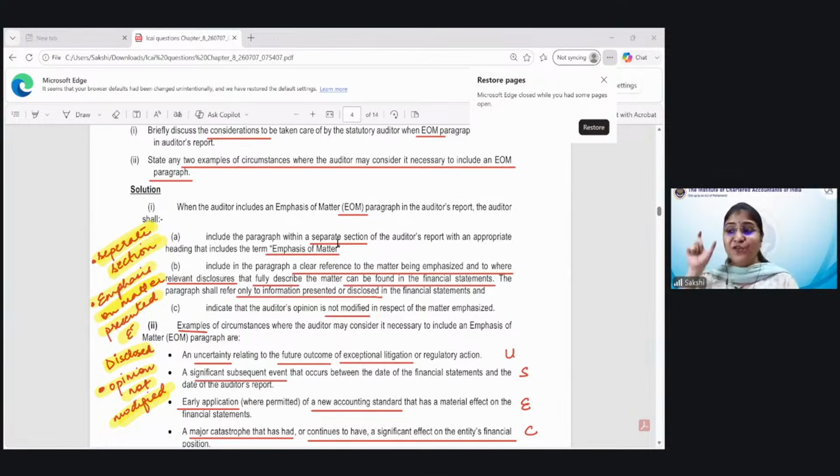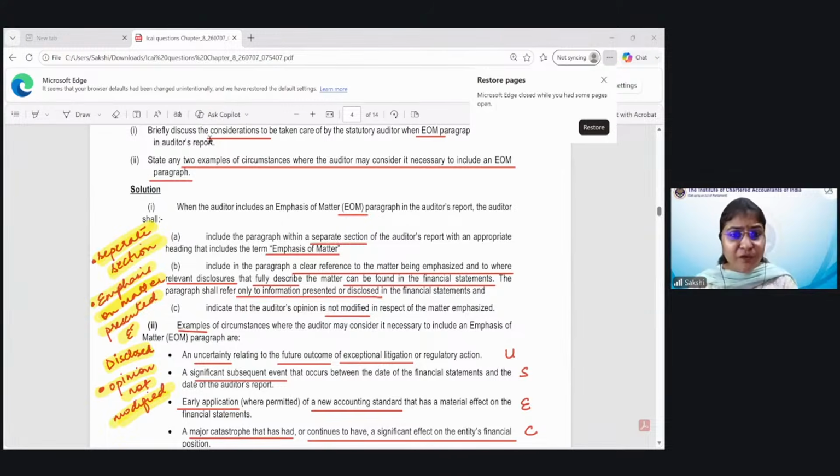Like key audit matters, we also have emphasis of matter. A separate section, like your title, addressee, responsibility of management, responsibility of auditor. Again, another heading is emphasis of matter. In this paragraph, you emphasize a matter which is presented and disclosed, and you also tell that your opinion is not modified on the said matter. There is just one audit report, and just because of this emphasis of matter paragraph, it doesn't mean that you are qualifying or modifying your opinion. This is very, very important that you should remember.